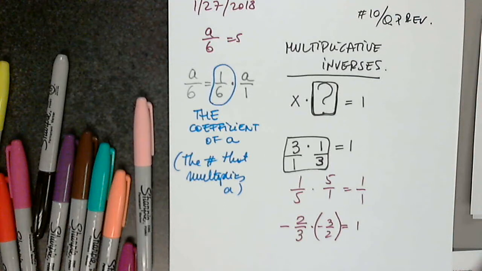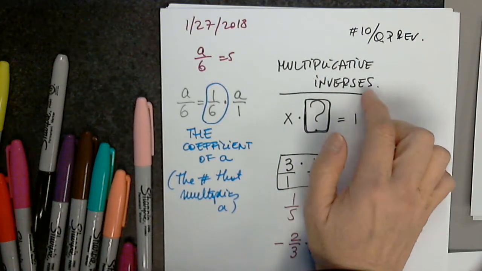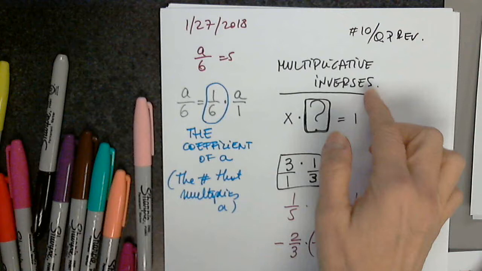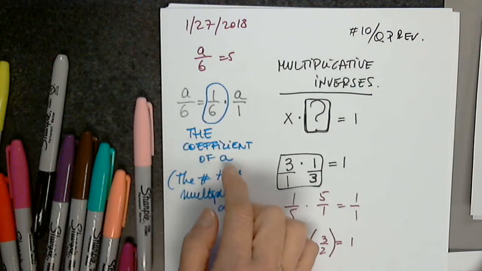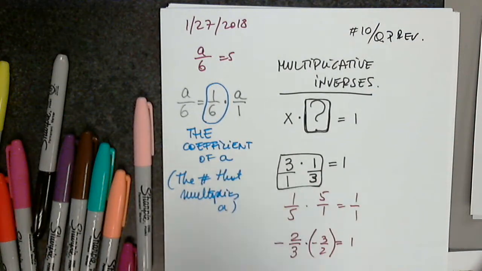Like in a foreign language, we need to have some vocabulary to be able to express ourselves. So the same thing here. We need to know when we talk about multiplicative inverses what they mean. We need to know when we talk about the coefficient of a variable what we mean. It is the number in front of it.